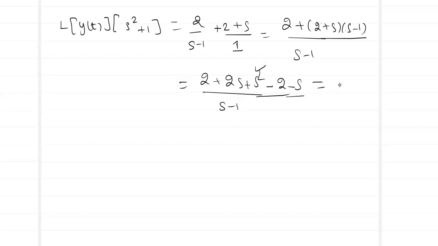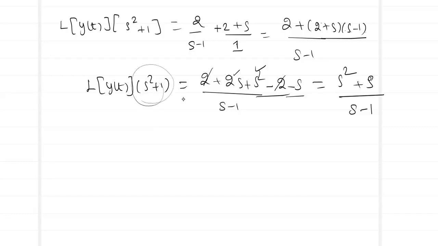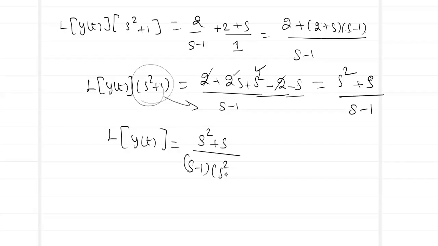On simplification, I have it as s square, 2s minus s makes it plus s, plus 2. Minus 2 cancels off, leaving you with just s square plus s in the numerator and s minus 1 in the denominator. So I have Laplace of y of t equal to, you can cross multiply this to the opposite side, leaving Laplace of y of t to be s square plus s divided by s minus 1 times s square plus 1. So this is my component.